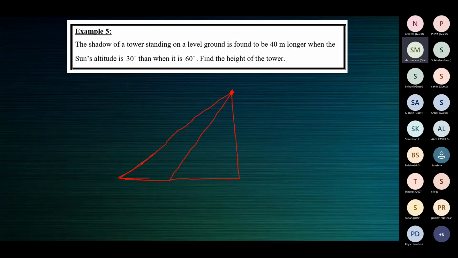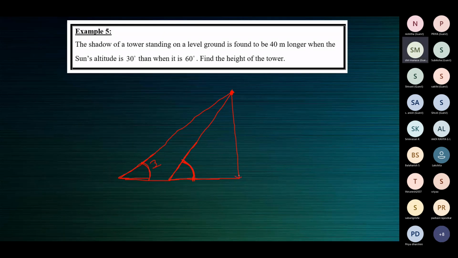So sun's rays, surface of the earth, sun's altitude. Rays of the sun, the surface of the earth, sun's altitude. It's the angle between the ground and the rays of the sun. This is 30 degrees. Now the question is, how do we know this is 30?